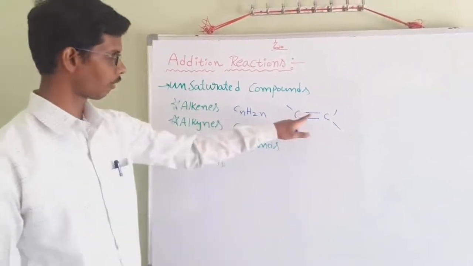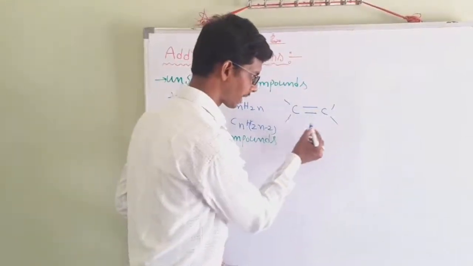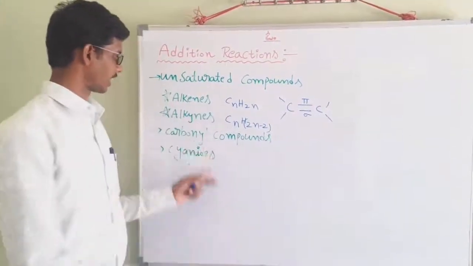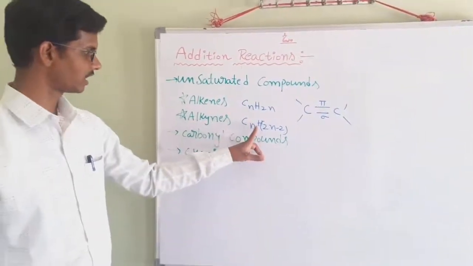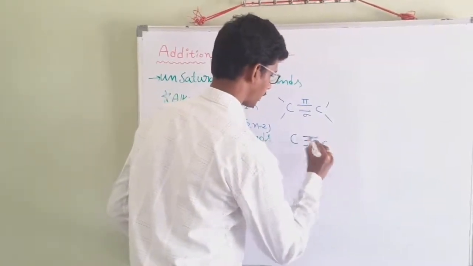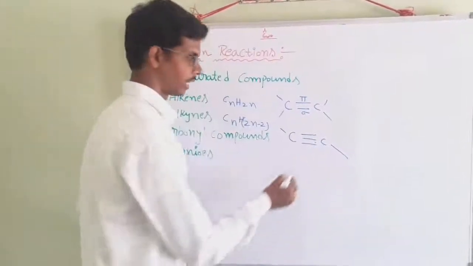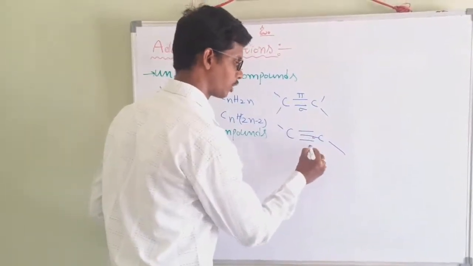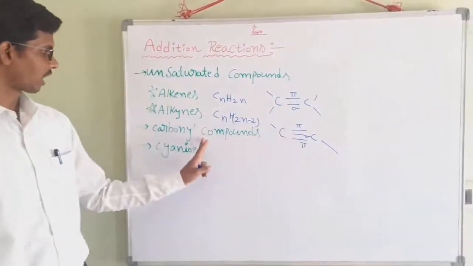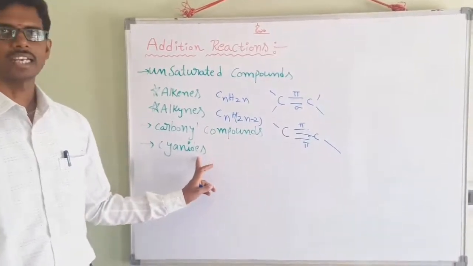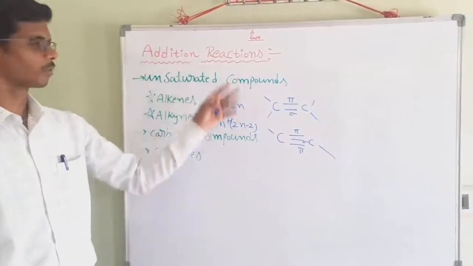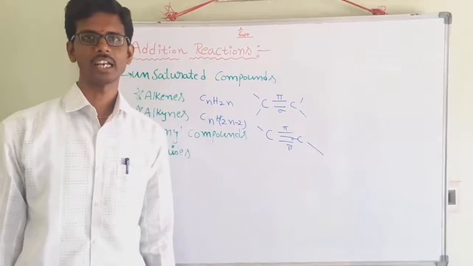Generally, alkenes have one pi bond. Between carbon and carbon, one sigma and one pi bond are present. Next, let us move to the alkynes. The alkyne general formula is CnH2n minus 2. It has a carbon triple bond carbon. In this triple bond, the middle one is sigma and the remaining two are pi bonds. In addition to that, carbonyl compounds and cyanides also contain multiple bonds. That's why these compounds also undergo addition type of chemical reactions.